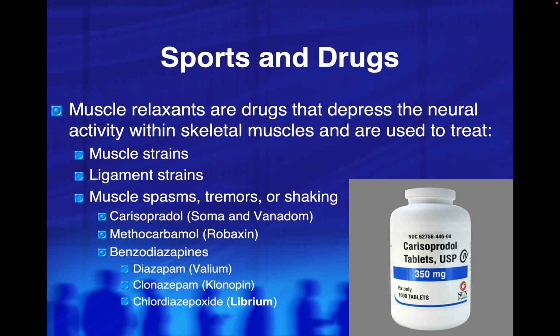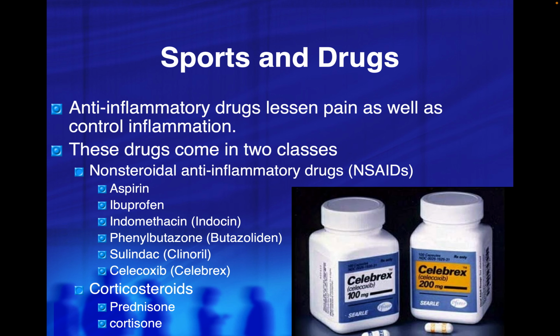Muscle relaxants are drugs that depress the neural activity within skeletal muscles and are used to treat muscle strains, ligament strains, muscle spasms, tremors, or shaking. Carisoprodol, Soma, and Vanadom, methocarbamol, Robaxin, benzodiazepines, diazepam, which is Valium, clonazepam, which is Klonopin, and chlordiazepoxide, which is Librium. These are the muscle relaxants.